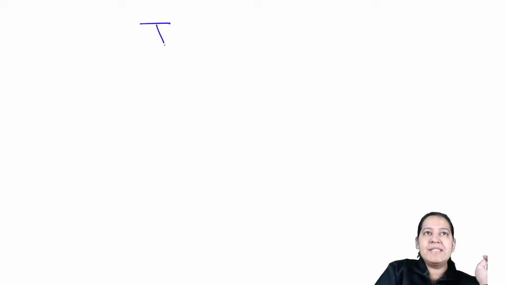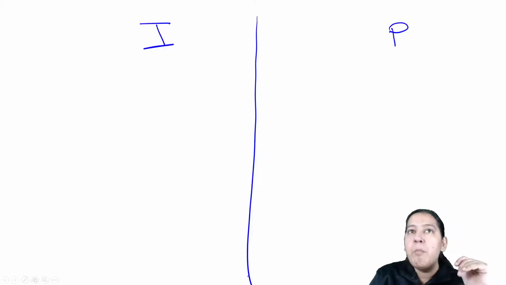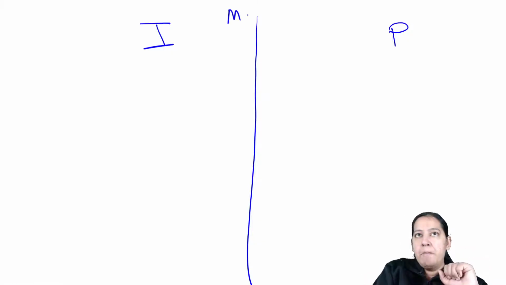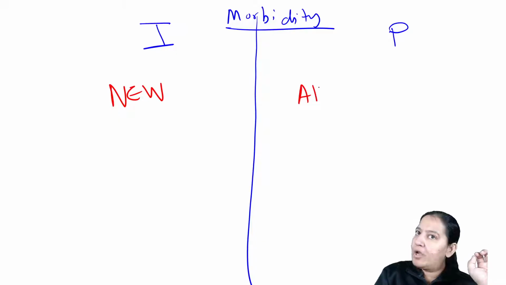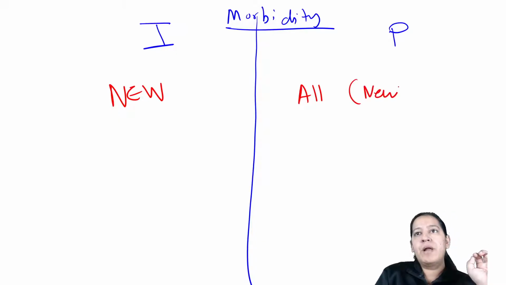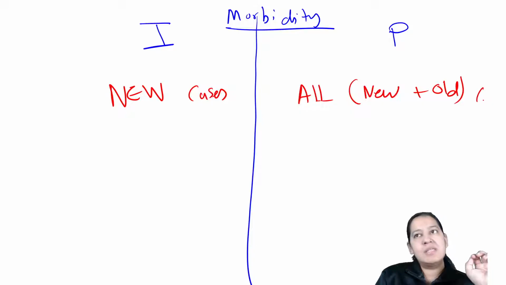So let me summarize incidence and prevalence. Incidence and prevalence are the two measures of morbidity of a disease. Morbidity, these are not mortality. In incidence, we see only new cases. In prevalence, we see all cases, new plus old. That is the numerator. So here the numerator is new cases. Here the numerator is all current cases, right?